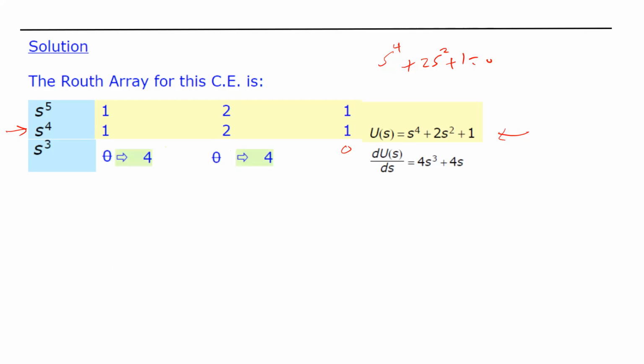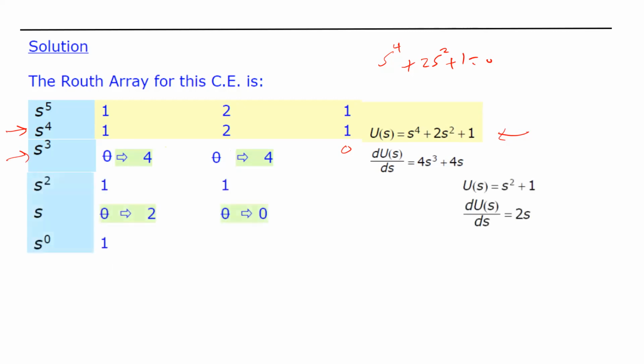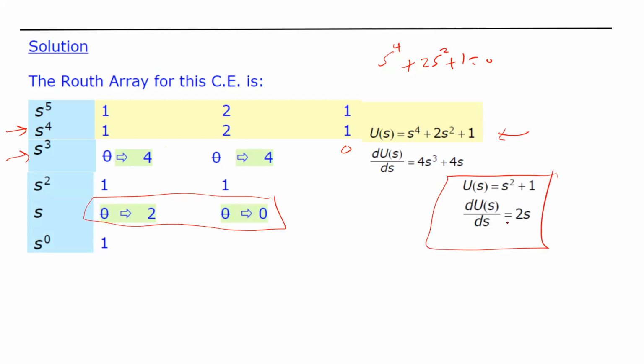So now I have a row which is not 0. The coefficients will be 4 and 4. Can I proceed? Proceed in the same way. Yes. So minus 1 over 4. It will be 1, 1, and then 0, 0. I have to do the auxiliary equation for it and then substitute the derivative of that one.